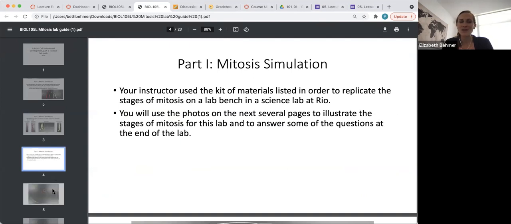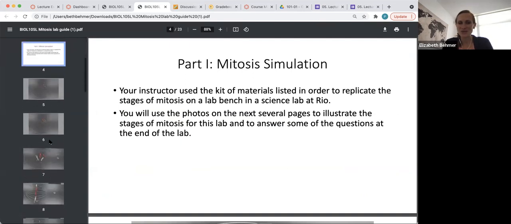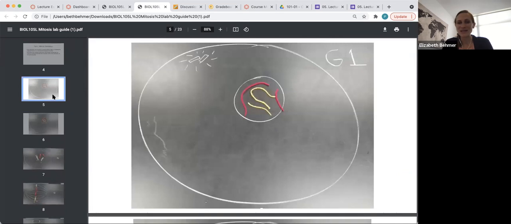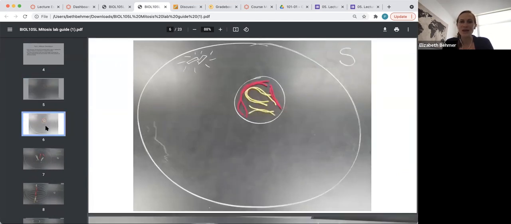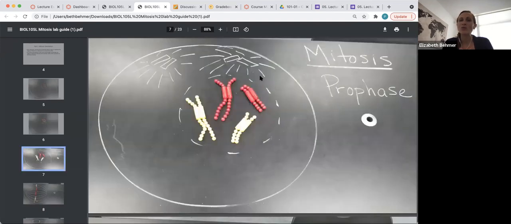And then this instructor has taken you through what happens in each phase. So this is G1 phase of the cell cycle, normal growth that the cell is going through. S phase is another normal phase of the cell cycle before we get into division. And then we'll go through the mitosis phases. So in prophase, the nuclear envelope will start to dissolve.